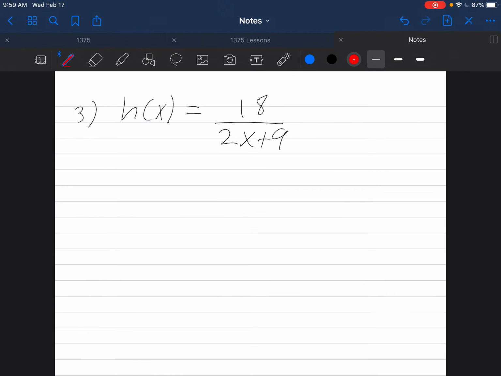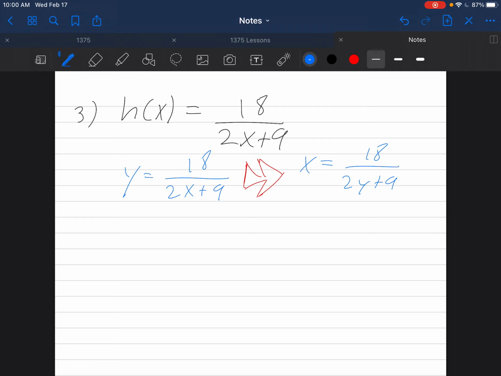h of x equals 18 over 2x plus 9. That means y is equal to 18 over 2x plus 9. And this is technically a proportion. This is a fractional equation now. Oh, we have not swapped yet. Sorry about that. So let's, I'll put an arrow here. Over here, x is equal to 18 on top, 2y plus 9 on the bottom.